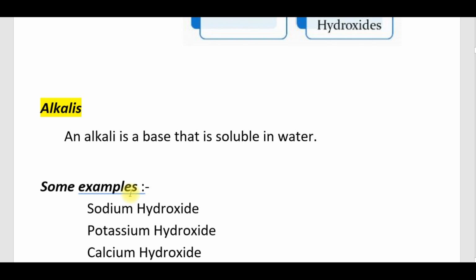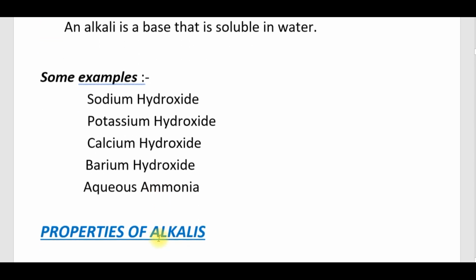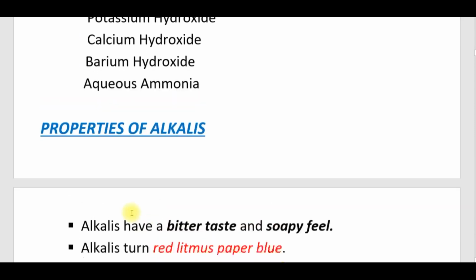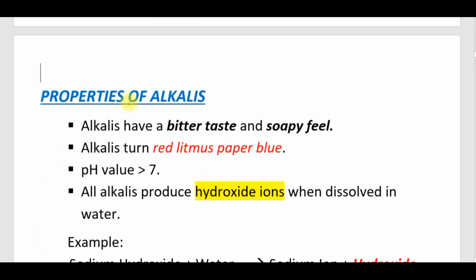Some examples of alkalis are sodium hydroxide, NaOH, potassium hydroxide, calcium hydroxide, barium hydroxide, and also aqueous ammonia. And what are the properties of alkalis? As I discussed the properties of acids, there are certain properties for alkalis too. Alkalis have a bitter taste and a soapy feel. An alkali turns red litmus paper blue, and the pH value will definitely be greater than 7.